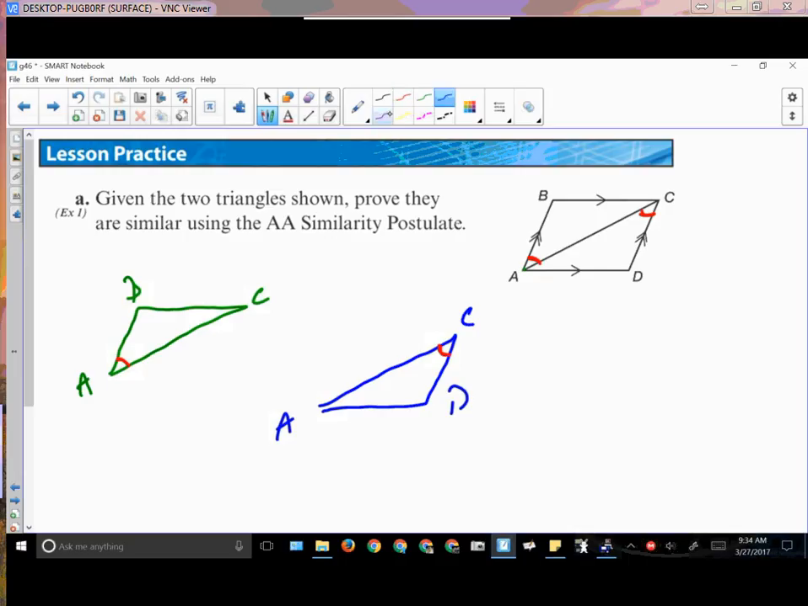What about these two angles? Same thing, right? They've got a transversal, they're on a parallel line, so by alternate interior angles, I know that these two are congruent. Therefore, by AA, I know that these are going to be similar.